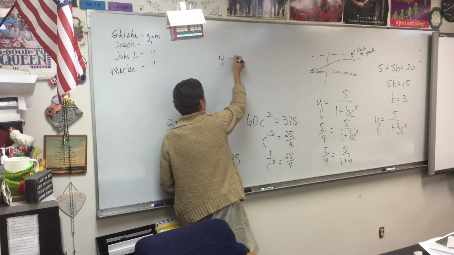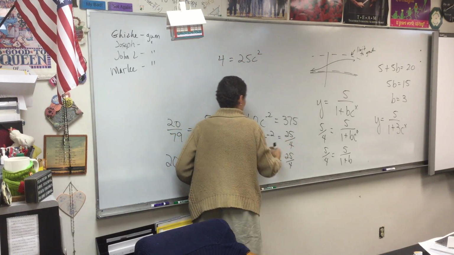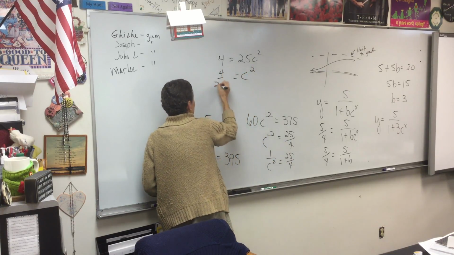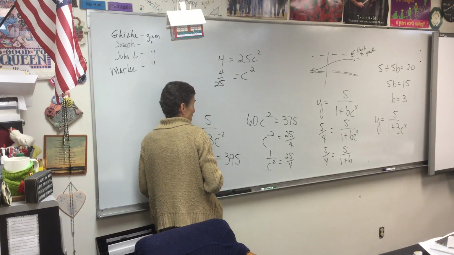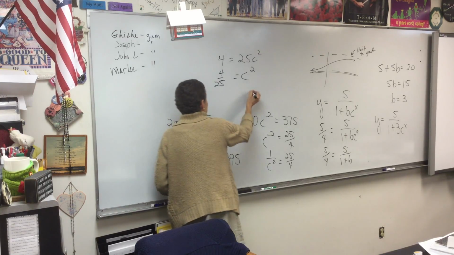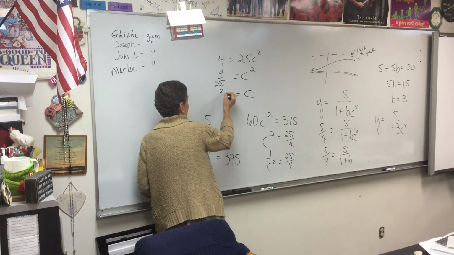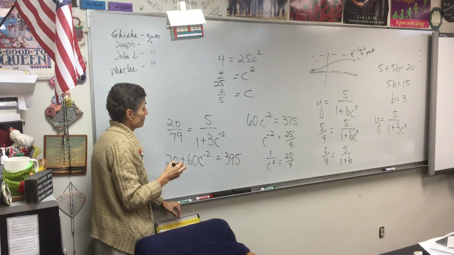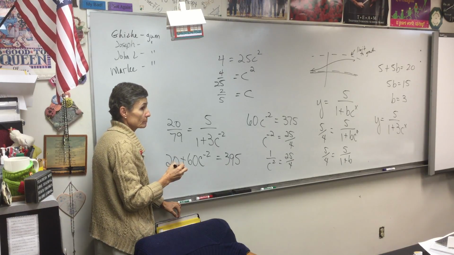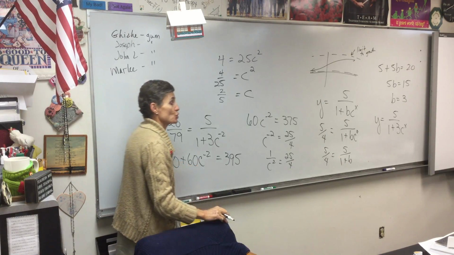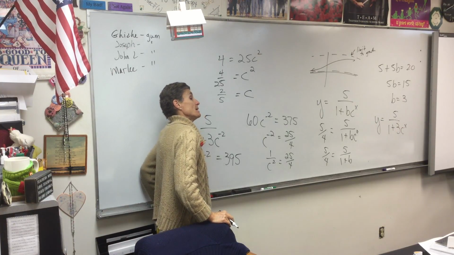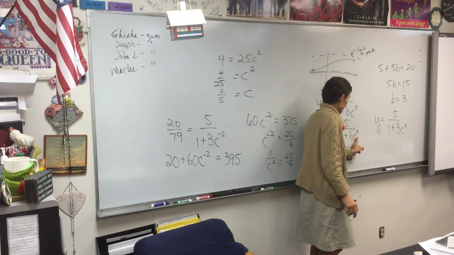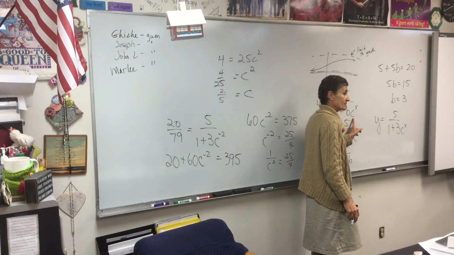So 4 equals 25c squared if I cross multiply. C squared equals 4/25. So C equals 2/5. No, we don't do plus or minus because just like with exponentials, the base must be a positive number. Whatever you are raising to the power here has to be positive.